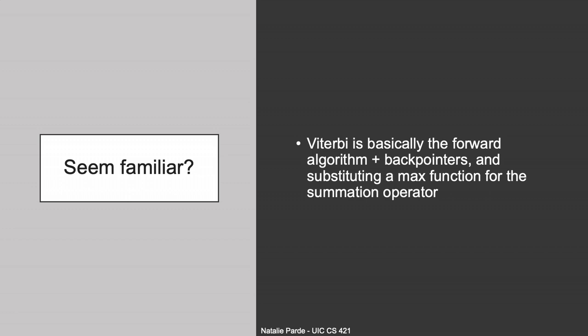So you might have just been considering that algorithm and thinking, wow, that looks really similar to some things that I've already seen. And you're correct. The Viterbi algorithm is basically just the forward algorithm plus back pointers, and substituting a max function in place of the summation operator, both of which we saw with the minimum edit distance. So you basically already know everything.